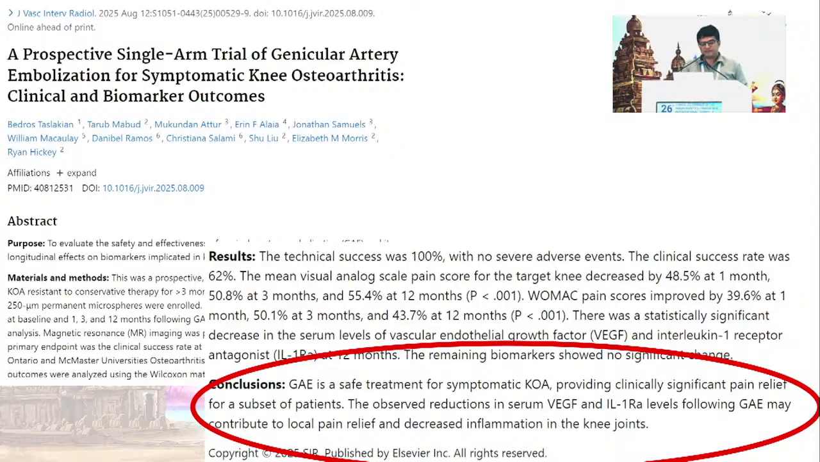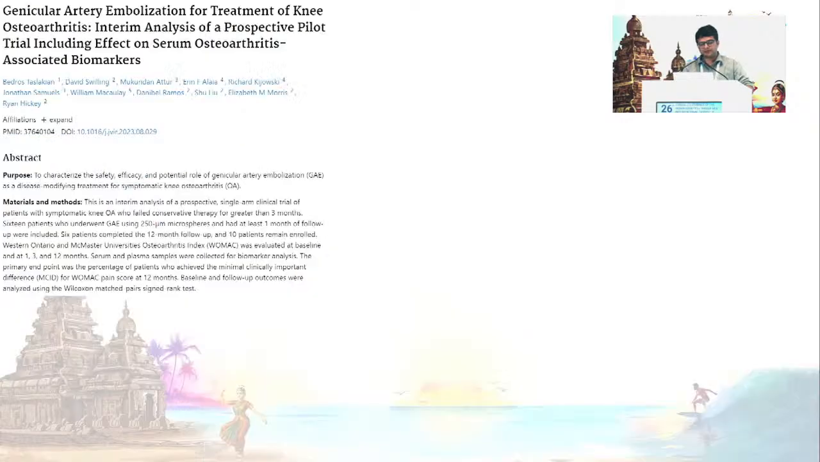Significant pain relief by genicular artery embolization. Here in this paper, there is significant reduction in vascular angiogenetic factors, growth factors, and IL-1RA levels. So these are blood markers where they have shown that the inflammatory agents have also reduced after embolization, thus contributing to the local pain relief.